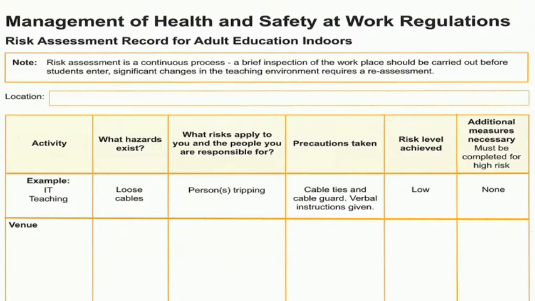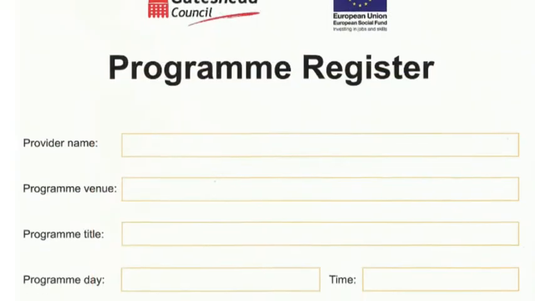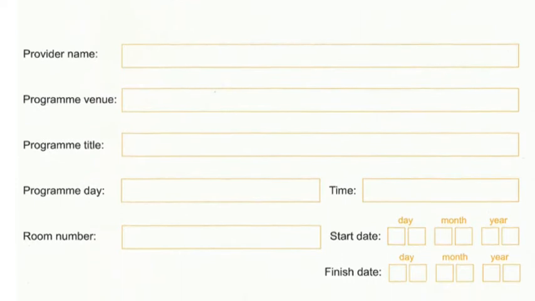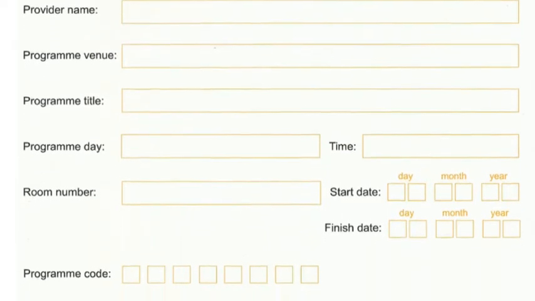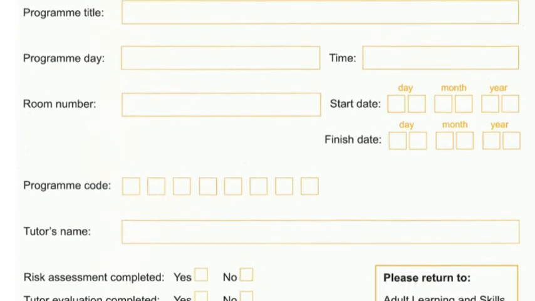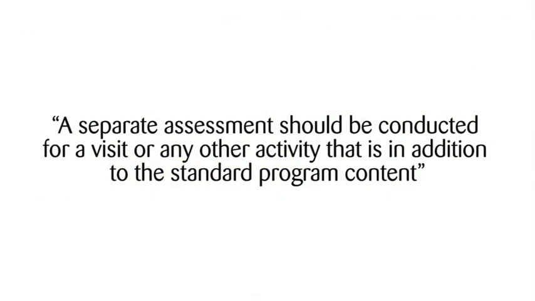All tutors are responsible for completing a thorough risk assessment on the environment, activity, and learner. These risk assessments should be completed within the register. A comprehensive risk assessment should be completed on the first session and should be reviewed each week. A separate assessment should be conducted for a visit or any other activity that is in addition to the standard program content.